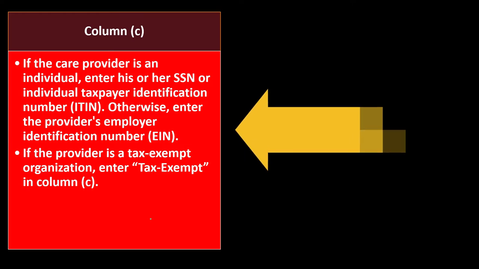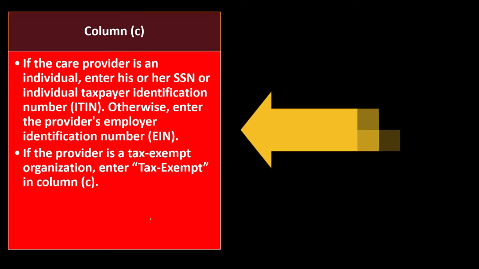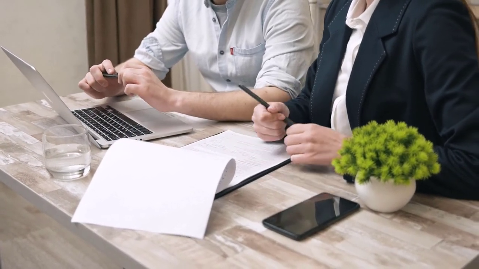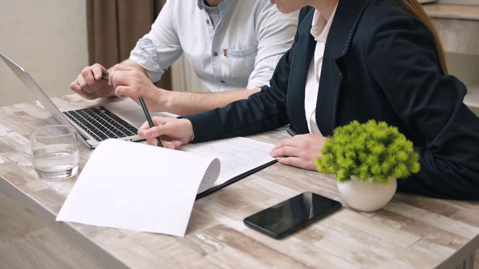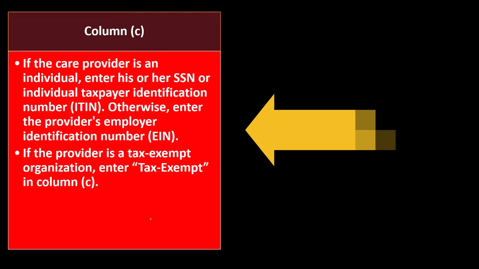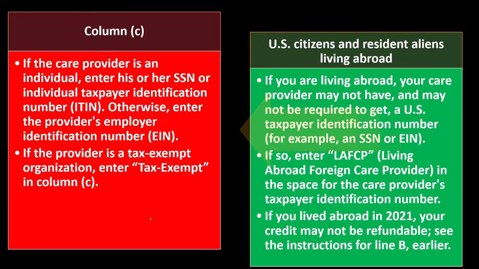So if it's a company or a business, they would have an EIN, and they would probably be very vocal about the fact that they have their EIN. You might be able to write off the care that they are providing if they're in the business of providing this kind of care to parents who would typically benefit from writing it off. So if the provider is a tax-exempt organization, enter "tax-exempt" in column C.